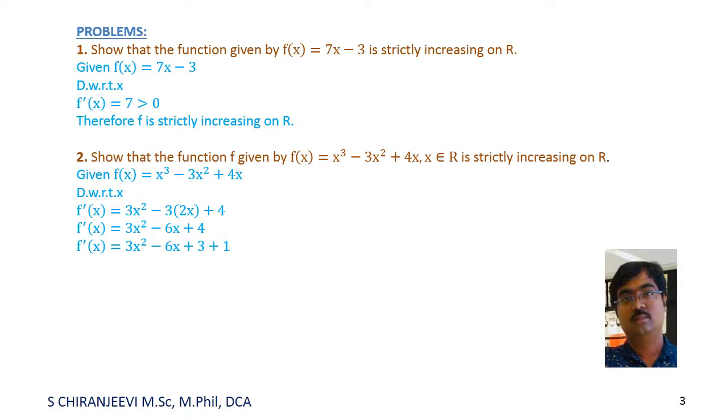Now f dash of x equal to 3x square minus 6x plus 4, which is 3x square minus 6x plus 3 plus 1. 4 can be written as 3 plus 1. Now taking 3 outside from the first 3 terms, we get 3 times of x square minus 2x plus 1 plus 1. So this can be written as f dash of x equal to 3 into (x minus 1) whole square plus 1, which is greater than 0. Square of a number will always be greater than or equal to 0. If we add 1 to it, it will always be greater than 0. So f dash of x is greater than 0. Then f is strictly increasing on capital R.